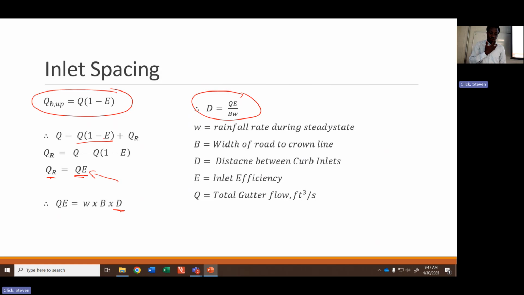And this formula has various elements that you are already aware of. So it makes it easier to calculate your inlet spacing. You have your total flow, you have your efficiency that you know already, you have the width of the roadway to the crown line, and you have the rainfall rates. So this is how you get the expression for calculating the distance between curb inlets.